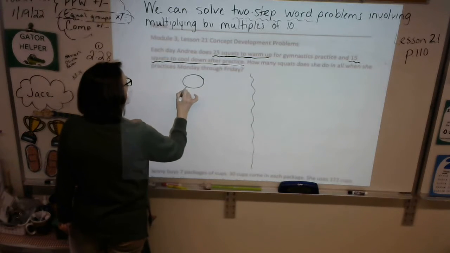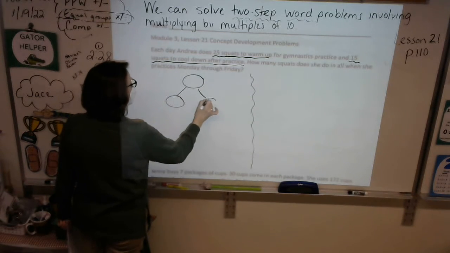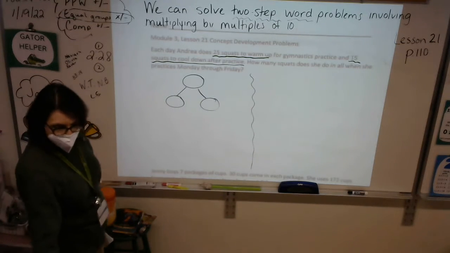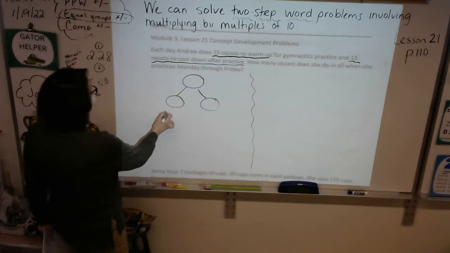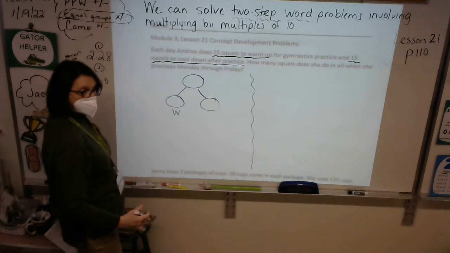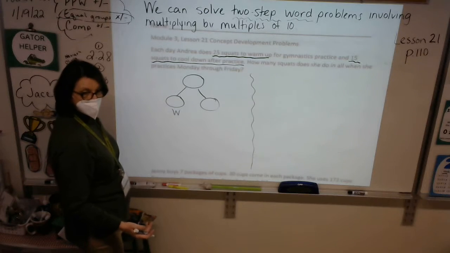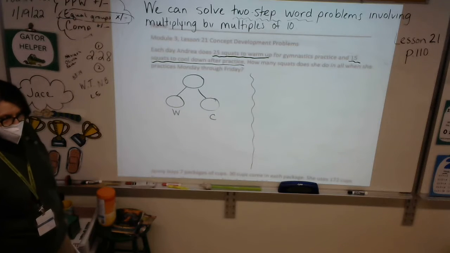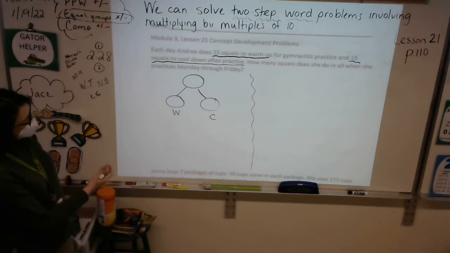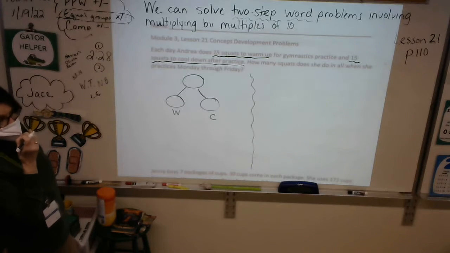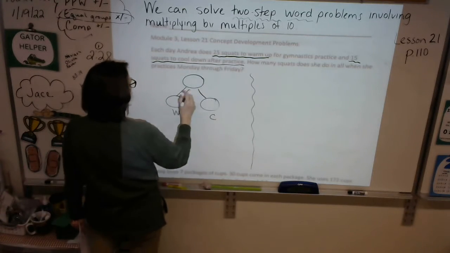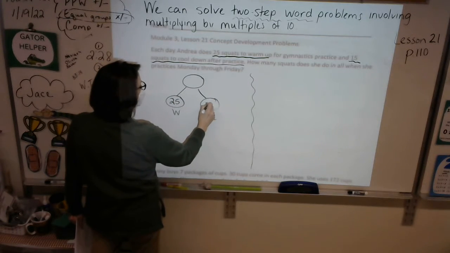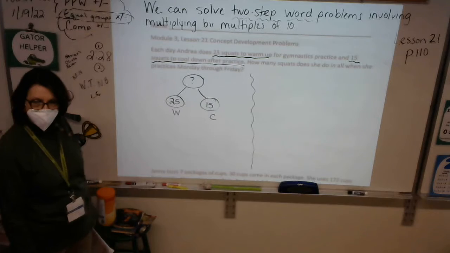So let's draw our picture for part, whole. And we're going to label our first part. How about W for warm up? And how about our other part can be C for cool down. All right? And let's put our notes in there. How many squats does she do to warm up? Well, it's right there, 25. How many squats does she do to cool down? 15. What's our unknown? How many she does altogether.